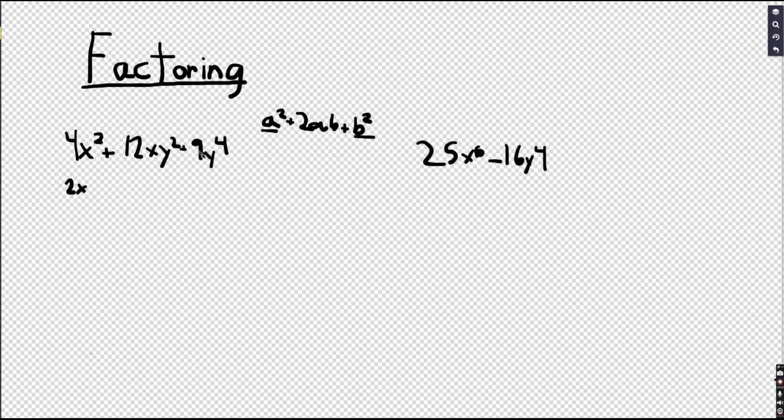Now let's look at the last one. 9y to the fourth. So what's the square root of 9? That's 3. What's the square root of y to the fourth? That is y squared.